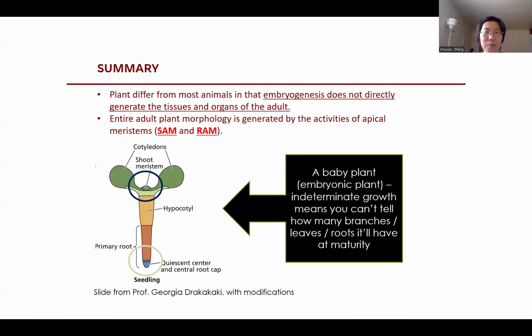So to summarize, plants differ from most animals in that embryogenesis does not directly generate the tissues and organs of the adult. The body plan is not determined at birth. The entire adult plant morphology is generated by the activities of the apical meristems, the SEM and REM. So in other words, in a typical eudicot, the embryo looks like this. This does not in any way reflect what the adult plant looks like, and you cannot tell how many branches or leaves or roots it will have at maturity.